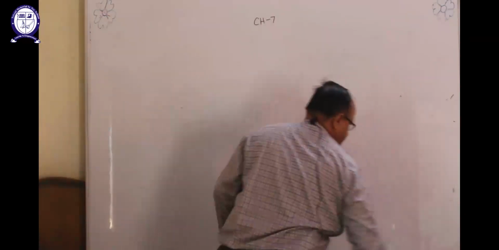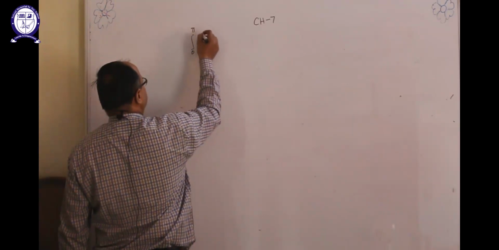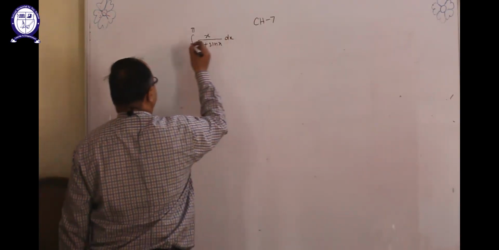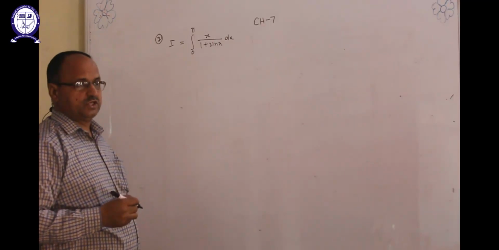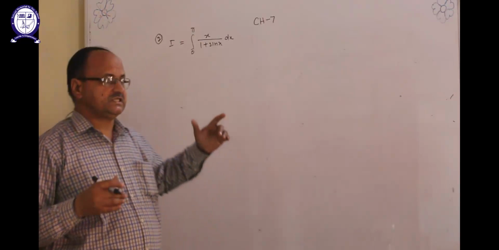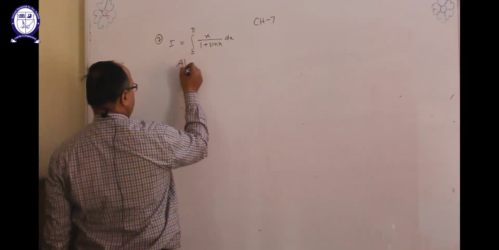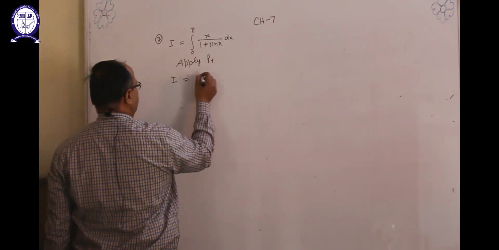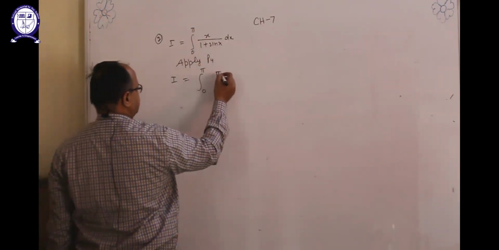Next, a very important question of this property: integration 0 to pi of x upon 1 plus sin x dx. This is a very important type using P4. This is called removal of x. In this type of question we always use P4. Apply property P4: I is equal to integration 0 to pi, and P4 means just replace x by a minus x, that is pi minus x.